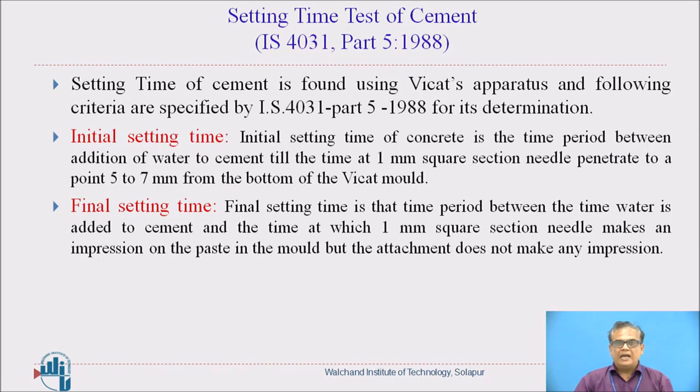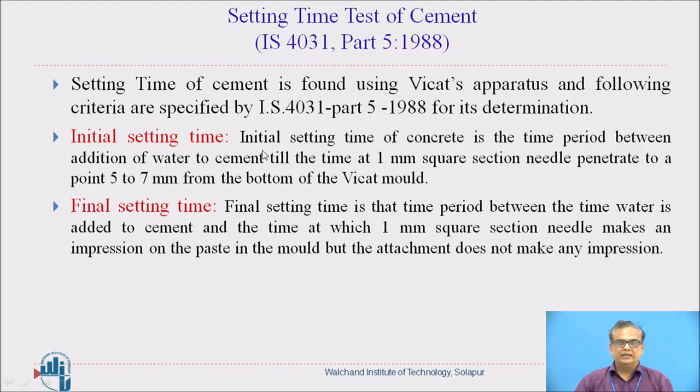Now IS 4031 part 5, 1988, this particular IS code is devoted to the setting time test on cement, and the setting time test on cement is performed using the Vicat apparatus. Now this particular code specifies or gives criteria for exact determination of initial and final setting time.